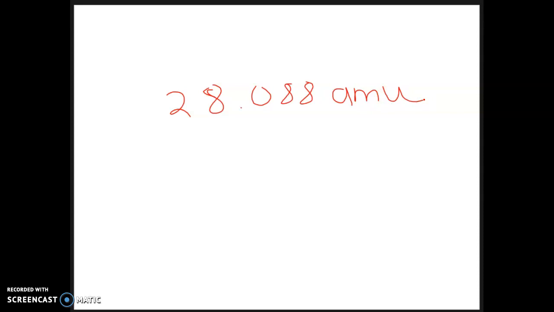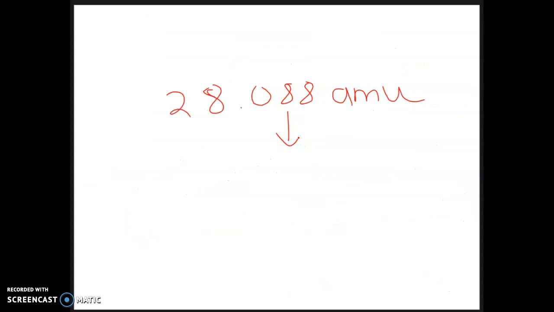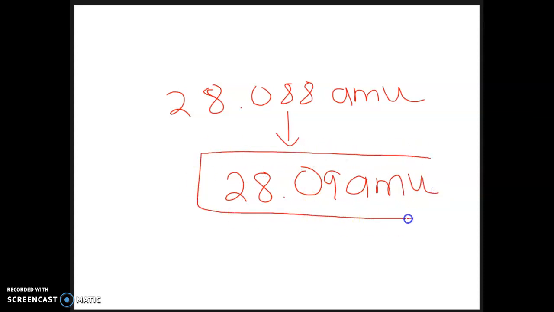Now, with significant figures really fast, if we go back, these percents have 3 significant figures. That has 4. Whenever we multiply, we would get 4 sig figs, and then you add together, and when you add, you go by decimal places. I think with all of them, the smallest one, you'd end up with 2 decimal places. So this needs to be rounded to 28.09 AMU, which is the correct and final answer.